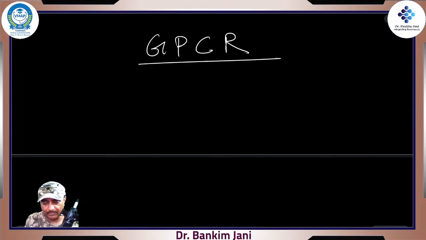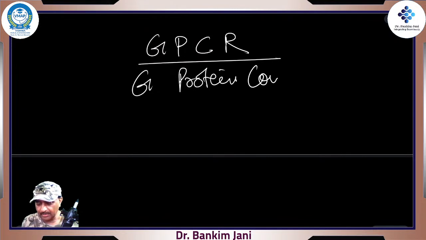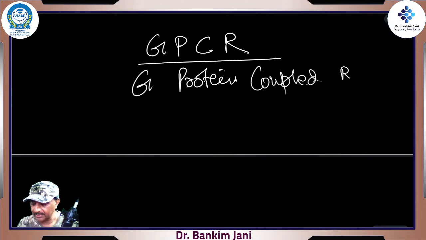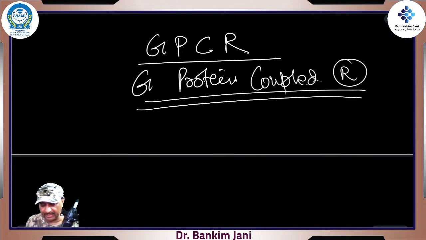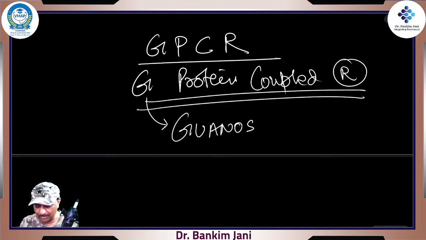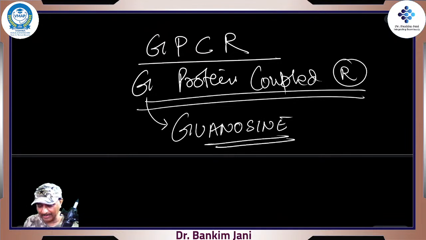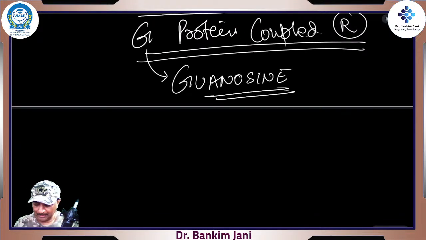GPCR. When we say G protein, G protein coupled receptor, it's not that we are giving respect to this GPCR. No. It is because of guanosine. This G is a type of protein, that is guanosine. So that's why we are just calling it G protein.